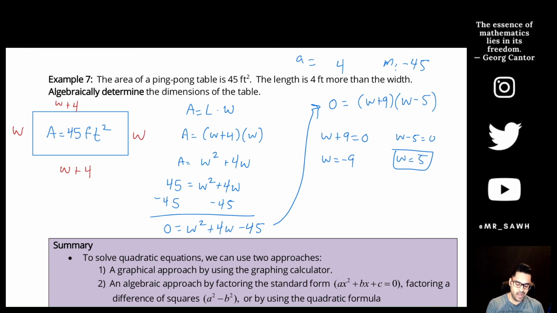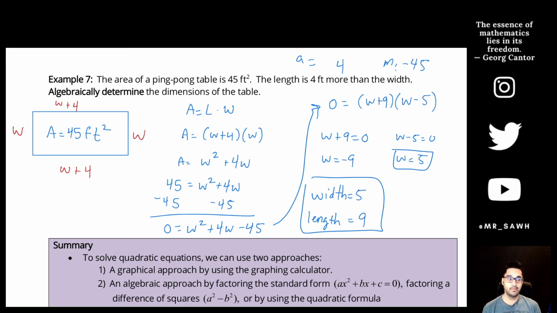So if the width is 5, the length is 4 more than that. The length must be 9. Right? Must be positive 9. So I found those dimensions relatively easily just by setting up an equation that you can factor.